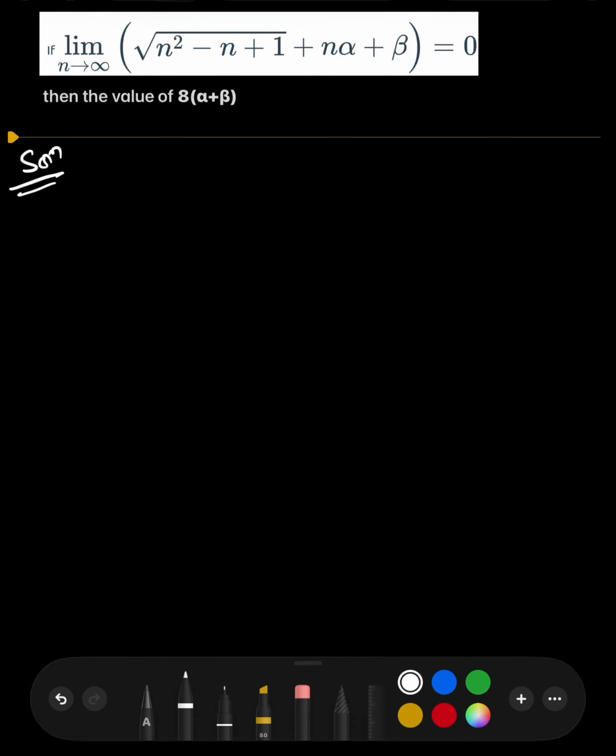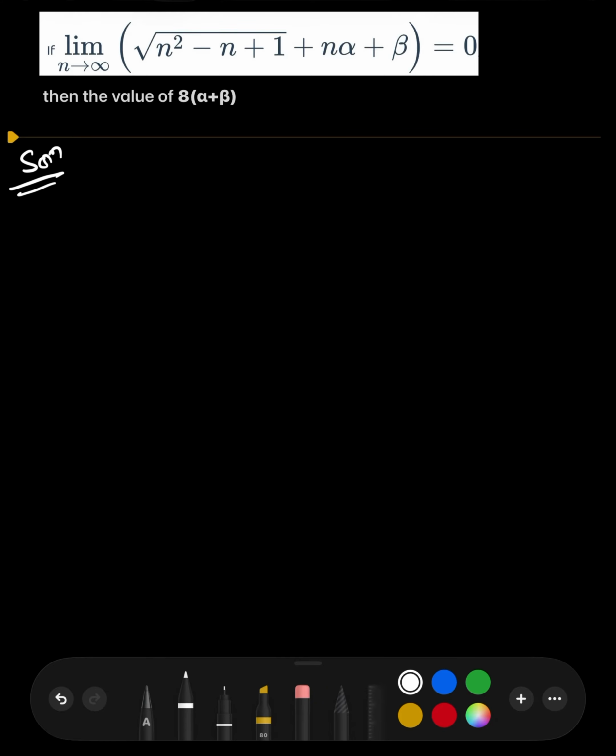Hi students, today we will discuss a problem on limits that was given in the JEE Mains Exam 2022. Now coming to the question: limit n tends to infinity of root over n square minus n plus 1 plus n alpha plus beta equals 0, then find the value of 8 times alpha plus beta.